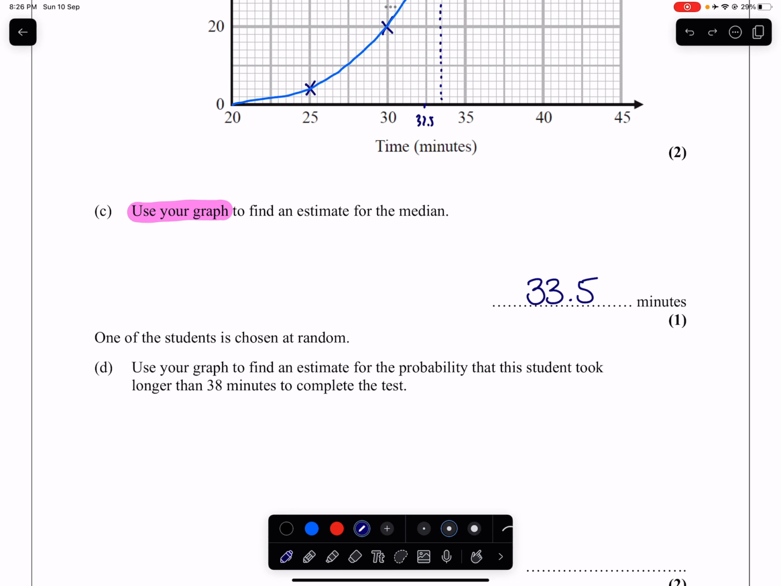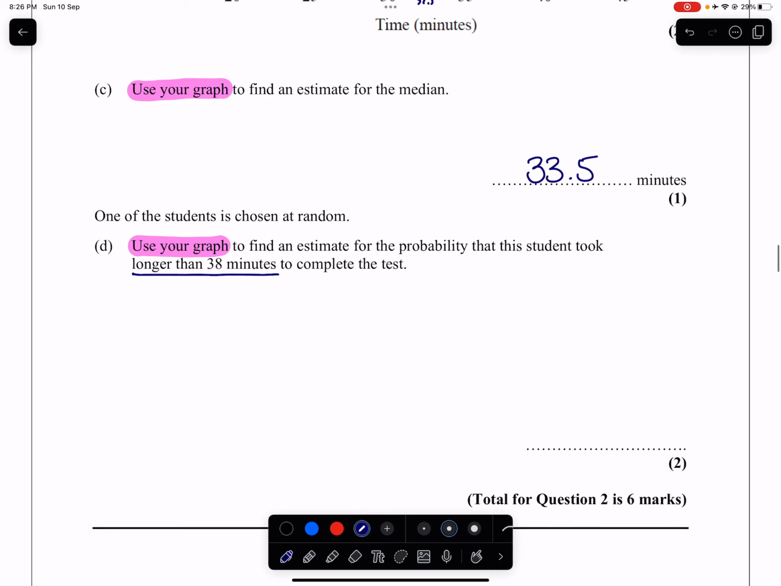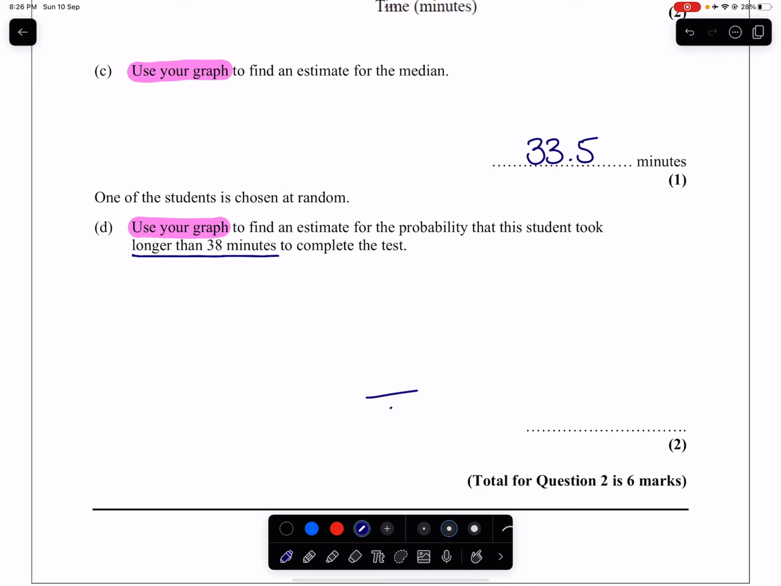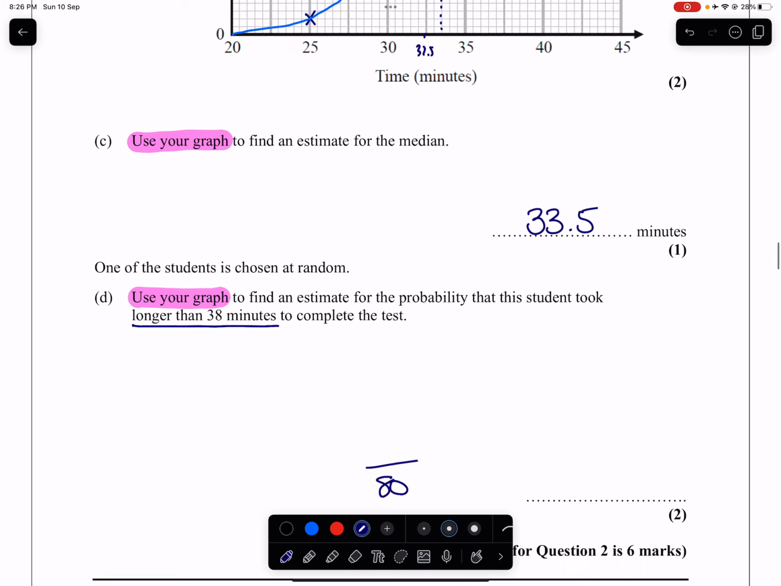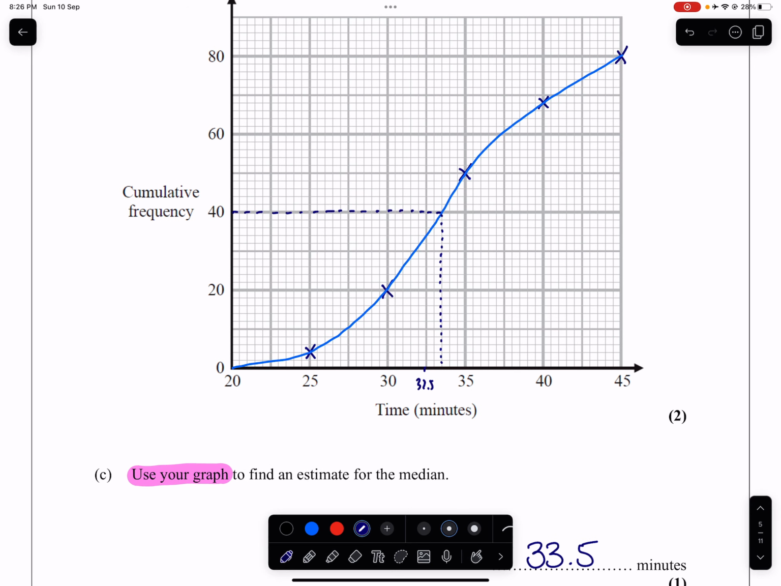Next part, one of the students is chosen at random. Again, use your graph. So there needs to be evidence of this for you in order for you to get any of the marks. Find the probability that this student took longer than 38 minutes to complete the test. So by default, this probability is going to be out of 80 because there were 80 students. So let's see how many of them took longer than 38 minutes to complete the test.